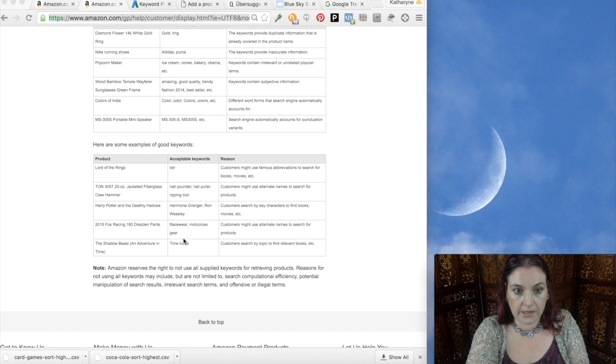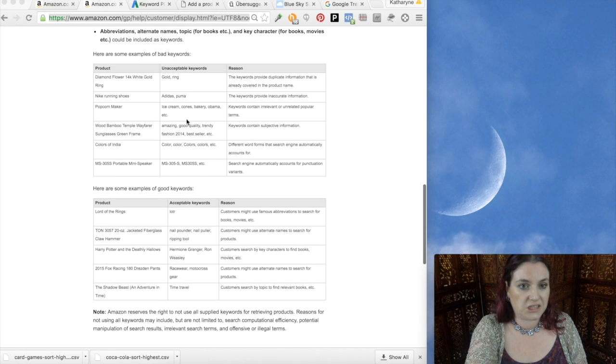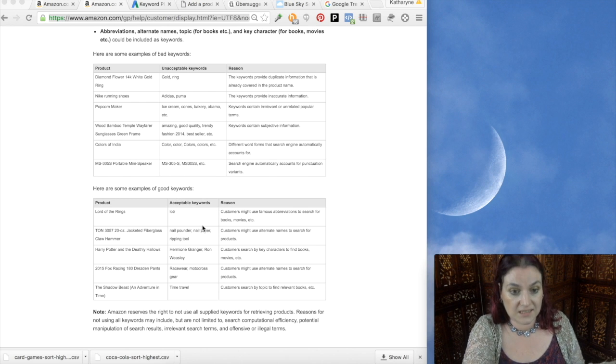Put the topic of the product. So it has a book here, The Shadow Beast, An Adventure in Time, and it tells you to put the topic of the product in your keywords. So these are all really useful tips, just figuring out the difference between unacceptable keywords and acceptable, helpful keywords.